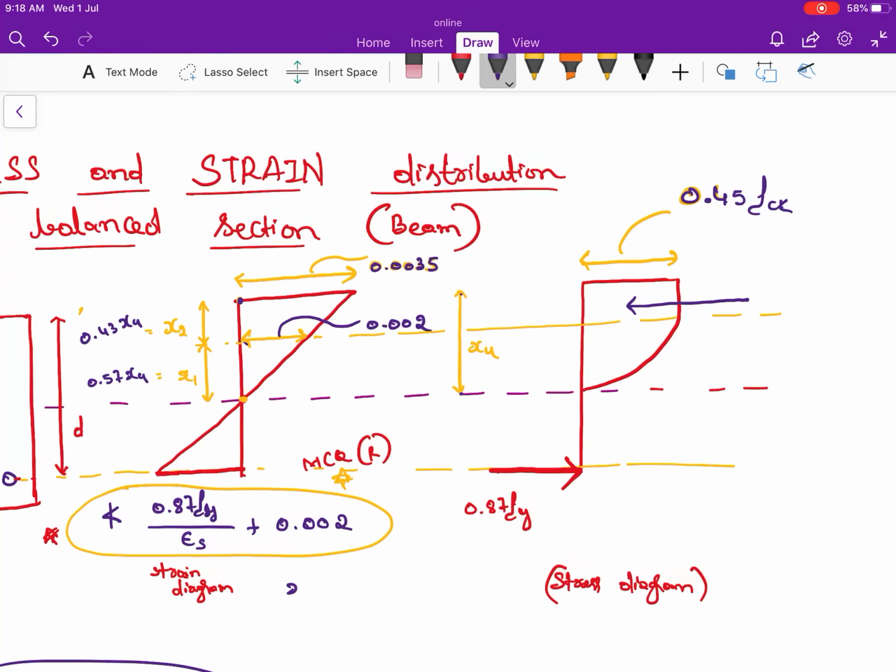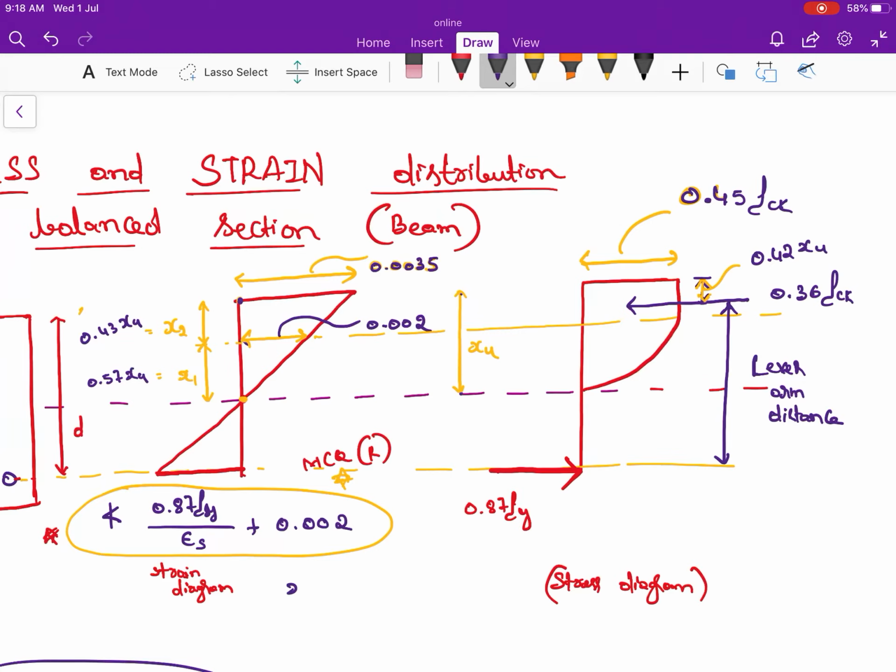The value is nothing but 0.36 FCK. The 0.36 FCK value will act at a distance of 0.42 times XU from here to here. Okay, and this is the lever arm distance.